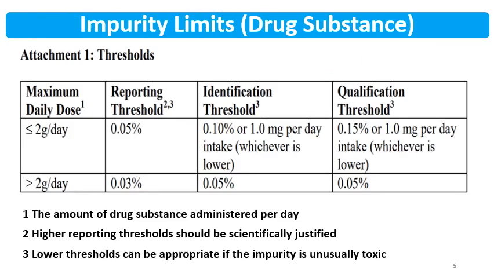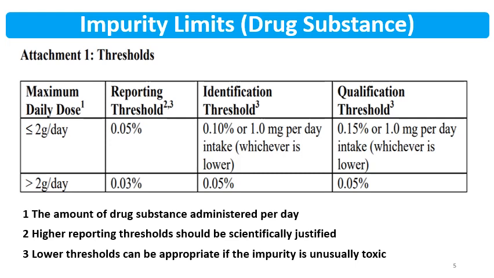Here the table describes the limits of reporting, identification and qualification threshold for impurities based on the maximum daily dose. Maximum daily dose is the amount of drug substance administered per day. Then as per this guideline, higher reporting threshold should be scientifically justified. If you have a reporting threshold higher than the ICH limits, then scientific justification is required.